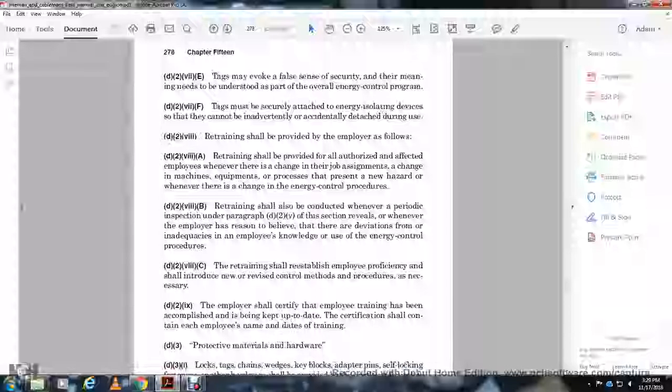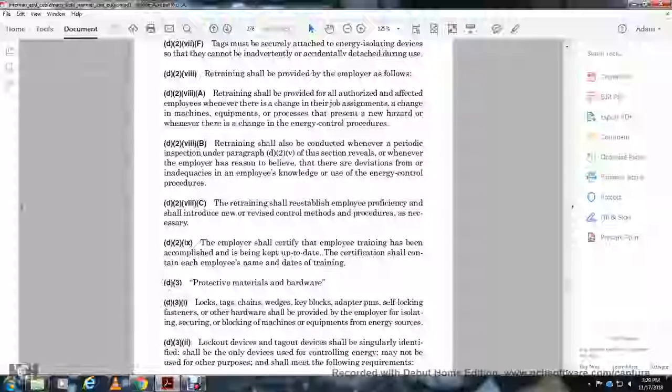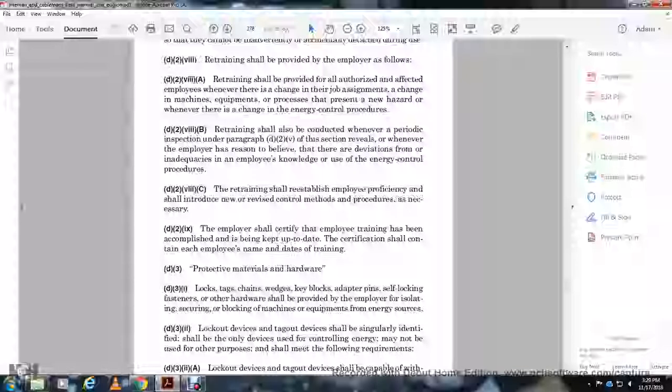The certification shall contain each employee's name and the dates of the training. Materials and hardware, such as locks, tags, chains, wedges, key blocks, adapter pins, and self-locking fasteners, shall be provided by the employer for isolating, securing, or blocking machines or equipment from energy sources. Lockout devices and tagout devices shall be singularly identified, shall be the only devices used for controlling energy, and may not be used for other purposes.